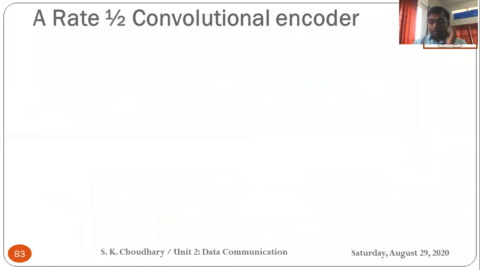Now we have to discuss a rate 1/2 convolutional encoder, because throughout the discussion we will follow this rate 1/2. What does 1/2 mean? k is 1, the number of bits in the message is 1, and n is equal to 2. A 1 bit message generates a 2 bit code word.